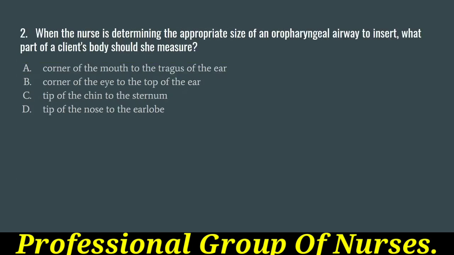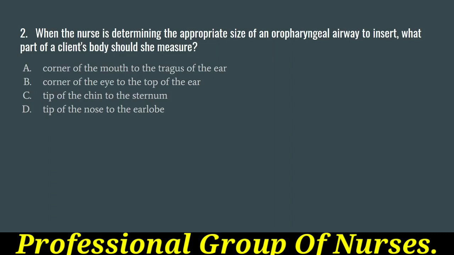Question 2. When the nurse is determining the appropriate size of an oropharyngeal airway to insert, what part of a client's body should she measure? A. Corner of the mouth to the tragus of the ear. B. Corner of the eye to the top of the ear. C. Tip of the chin to the sternum. D. Tip of the nose to the earlobe.